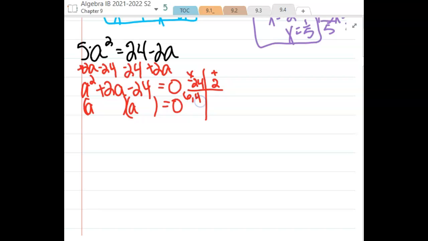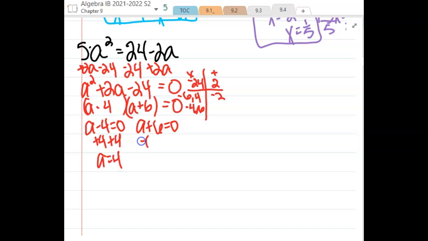6 and 4. One of them needs to be negative. If I do a negative 6, I get a negative 2. So it'd have to be a negative 4 and a positive 6, right? Because when I moved that 2a over, it became a positive 2a. So it's going to be a minus 4, a plus 6. Which means a minus 4 could be 0, or a plus 6 could be 0. Add 4, so a equals 4. Subtract 6, a could be negative 6.